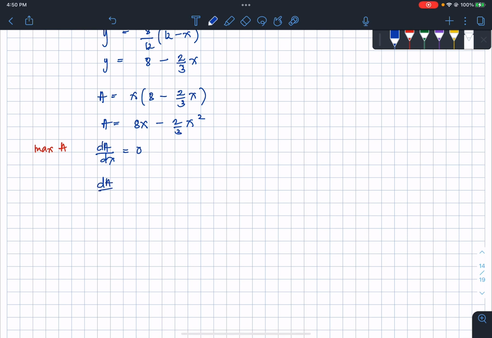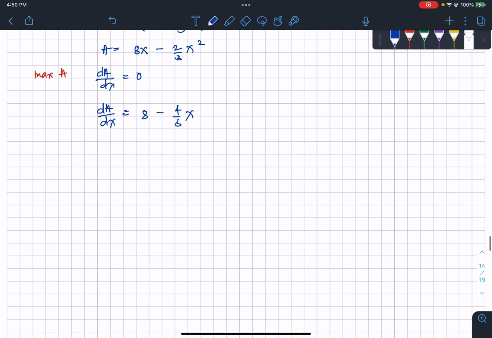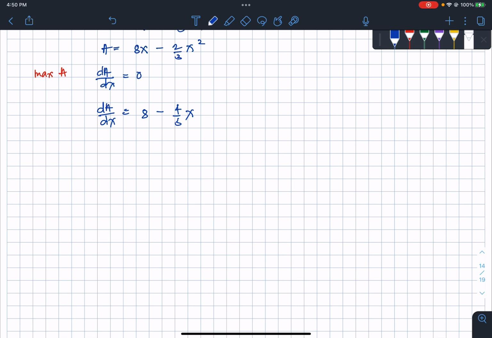Taking dA over dx, it will be equal to 8 minus 2 times 2/3, so we have 8 minus 4/3 of x. Then we equate this one to 0. So 8 minus 4 over 3 x is equal to 0, so negative 4/3 x is equal to negative 8.